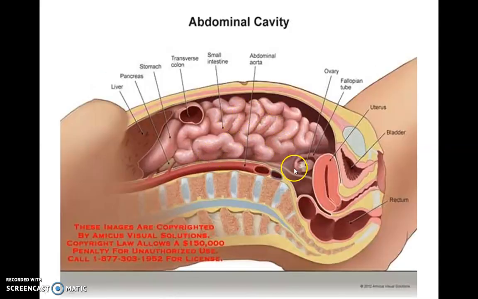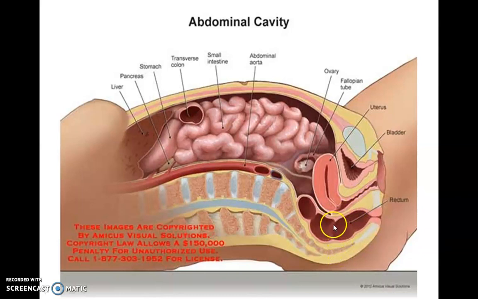Here the relations in the female are shown. This is the rectum, this is the uterus and this is the vagina. In the upper two-thirds, there is the rectouterine pouch, which contains the coils of small intestine and the sigmoid colon. And in the lower part, it is separated from the posterior wall of the vagina by the rectovaginal fascia.